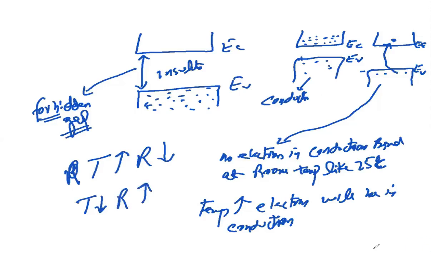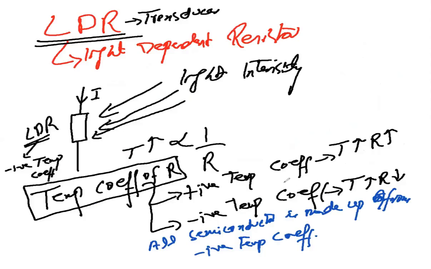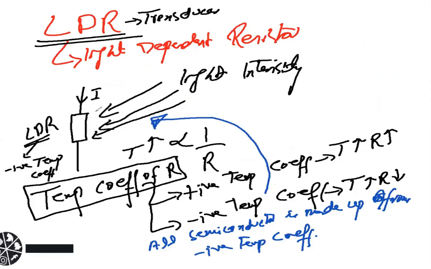So LDR has a negative temperature coefficient. If you increase the light intensity, then the temperature across this resistance will get increased, and the resistance of this LDR will get decreased. So this is your transducer. It has a negative relation: increasing temperature means increasing light intensity.